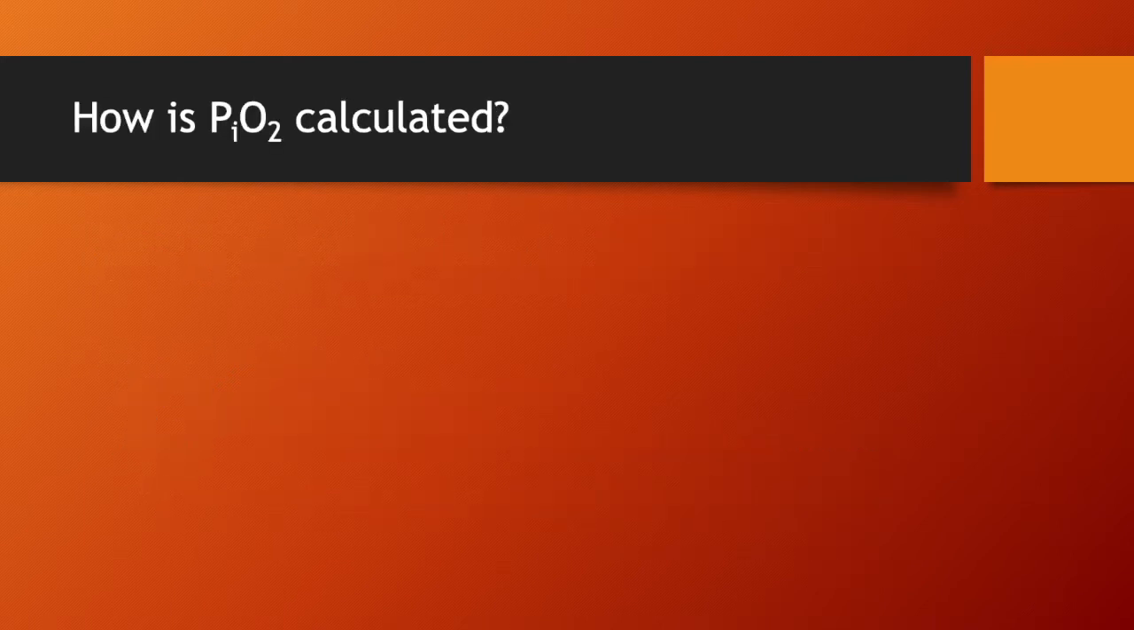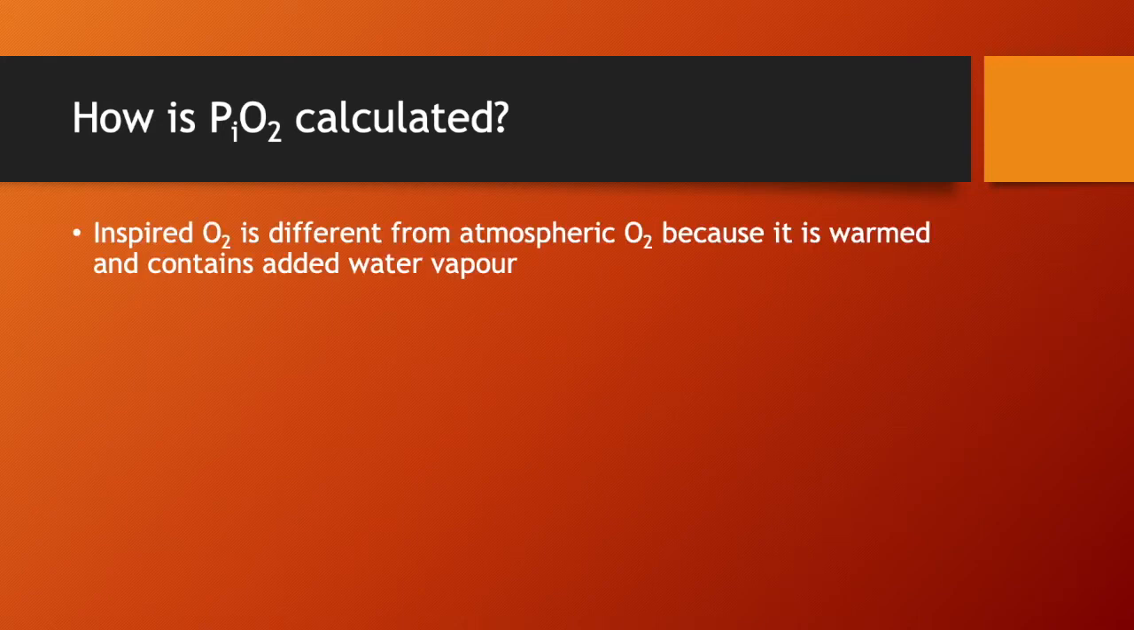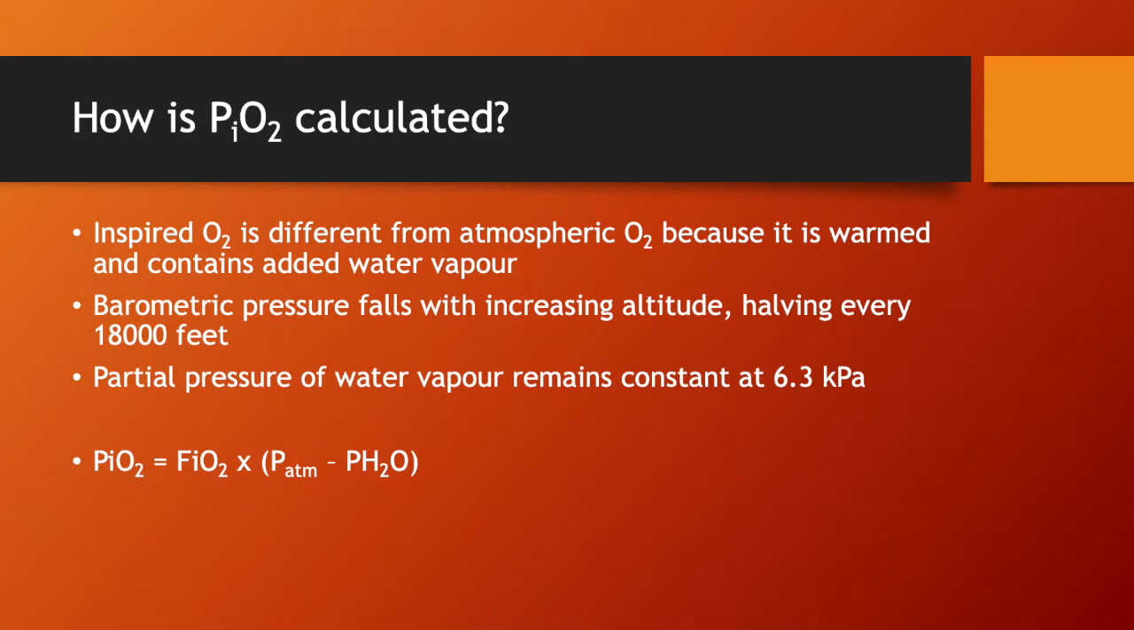How is the inspired pressure of oxygen calculated? The inspired pressure of oxygen is different from atmospheric oxygen because it is warmed and contains added water vapour. Barometric pressure falls with increasing altitude, roughly halving every 18,000 feet. However, the partial pressure of water vapour remains constant at 6.3 kilopascals. Therefore, this is the equation which allows you to calculate the inspired pressure of oxygen. The inspired pressure of oxygen equals the fraction of inspired oxygen multiplied by the atmospheric or barometric pressure minus the pressure of water vapour.